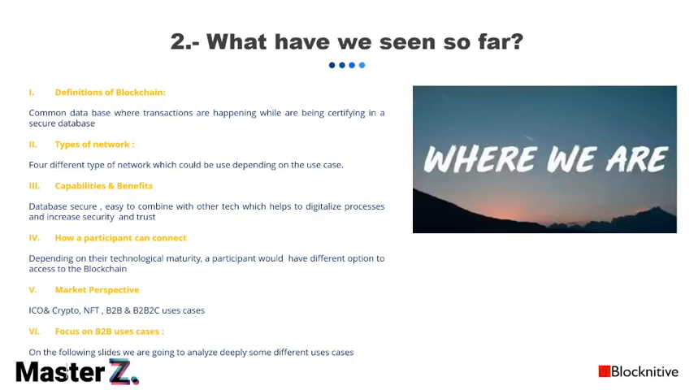Okay, a little bit of what we have seen so far. We saw a definition of blockchain. I gave you the example of the wedding. I hope it was clear and easy to understand. We also saw the different types of networks that we have. If you remember, we have the public ones, private, hybrid, or the consortium one. Also, all the different capabilities and benefits: that it is a secure database, and is easy to combine with other technologies, which helps to digitalize processes and increase security.